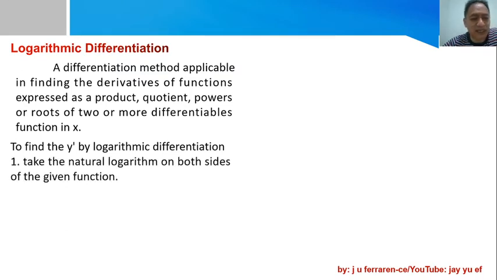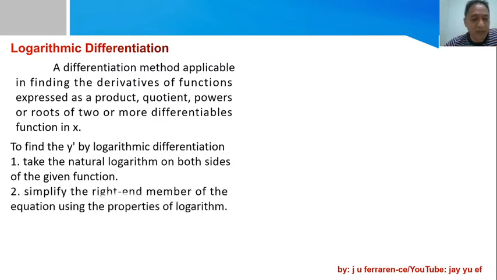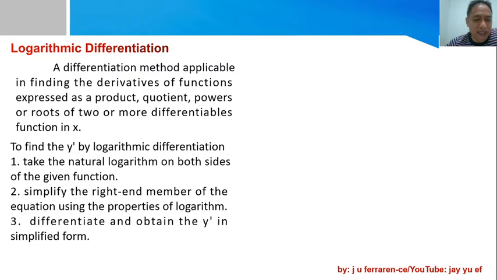First, take the natural logarithm on both sides of the given function. Second, you have to simplify the right-hand member of the equation using the properties of logarithms. Then you have to differentiate and obtain y prime. And of course, you have to give your y prime in a simplified form.